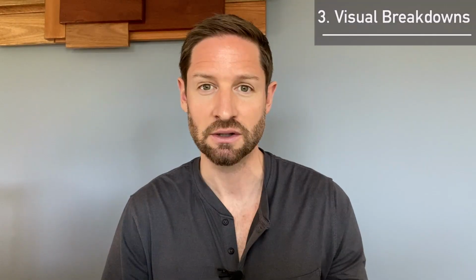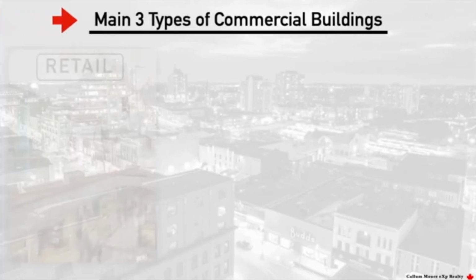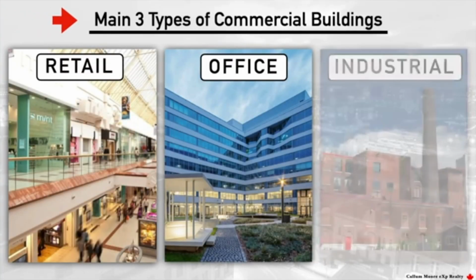Let's get into some really good visual breakdowns. Let's start with types of commercial properties, and again, you're going to see this in course 4 and a bit into Sims 2, of course, as well. We have retail properties, office properties, and industrial properties.